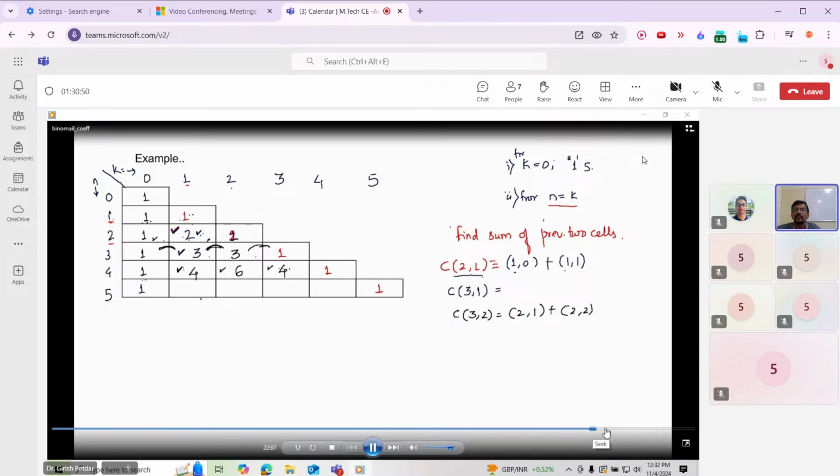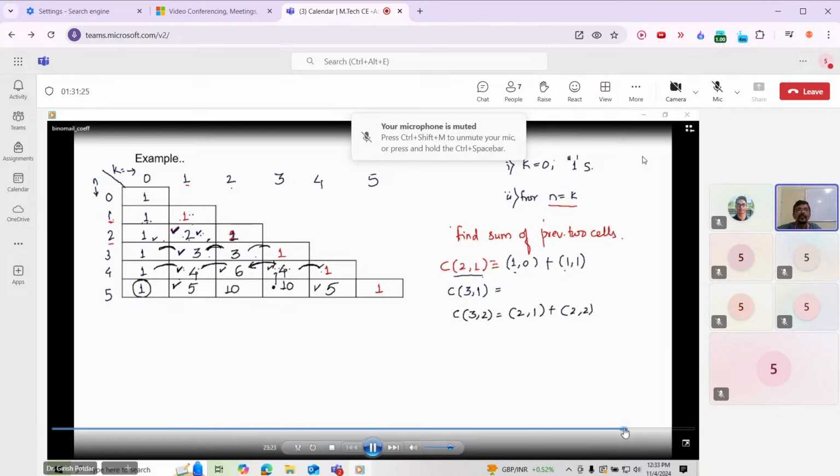So you can just verify this. When we are going into 4, 1, previous 1 plus 3 is 4. When you go here, 3 plus 3 is 6. When you go here, 3 plus 1 is 4, right? So when we are going next now, 1 plus 4 will become 5 here. 6 plus 4 will be 10. 4 plus 1 will be 5.